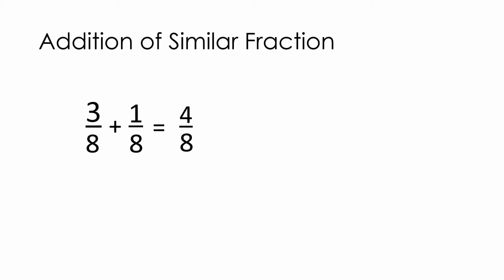Reduce 4/8 to its lowest term. Look for a fraction which is equal to 1 that can divide both 4 and 8. So divide 4/8 by 4/4. 4 divided by 4 equals 1. 8 divided by 4 equals 2. 1/2 is the lowest term for 4/8. So 1/2 is the final answer.